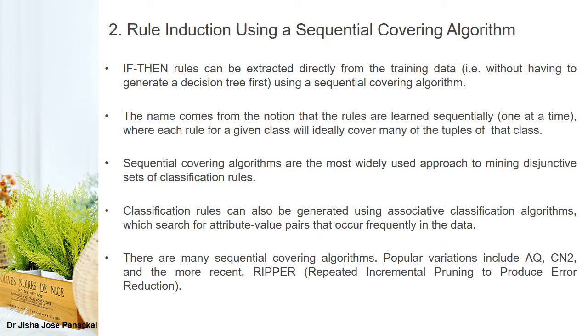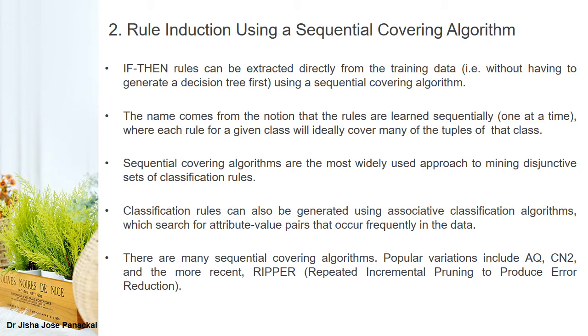The second method that we can use for generating rules is rule induction using a sequential covering algorithm. If-then rules can be extracted directly from the training data using a sequential covering algorithm. The name comes from the notion that the rules are learned sequentially, that is one at a time, where each rule for a given class will ideally cover many of the tuples of that class. Therefore, the name sequential covering algorithm. These are the most widely used approach to mining disjunctive sets of classification rules.